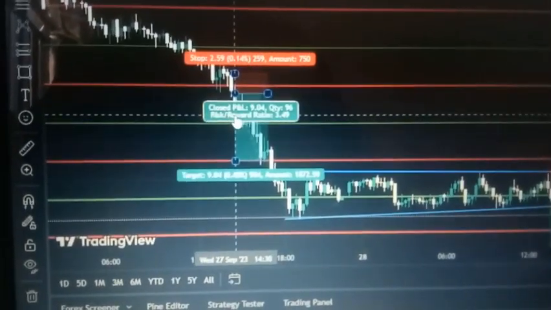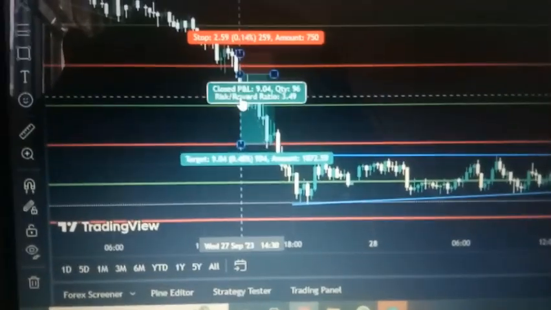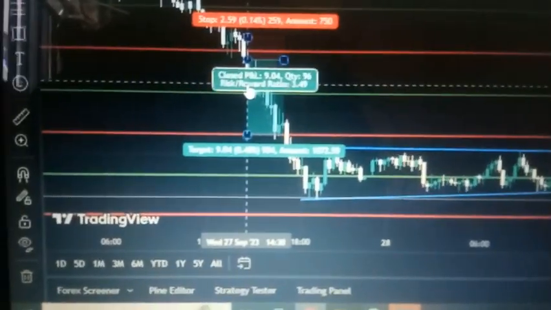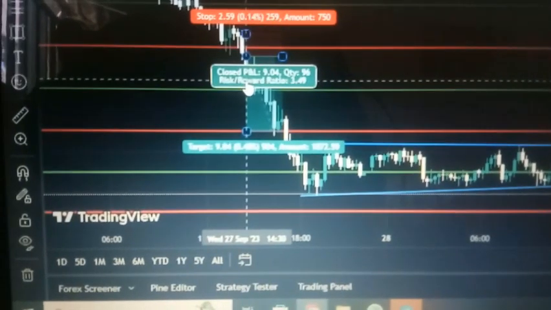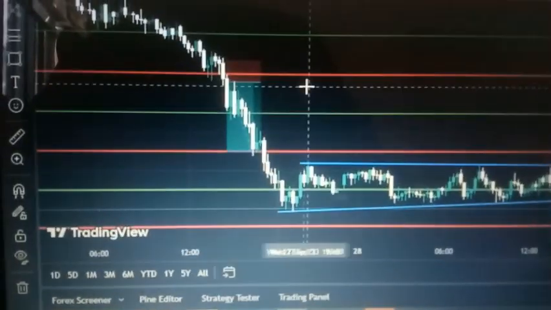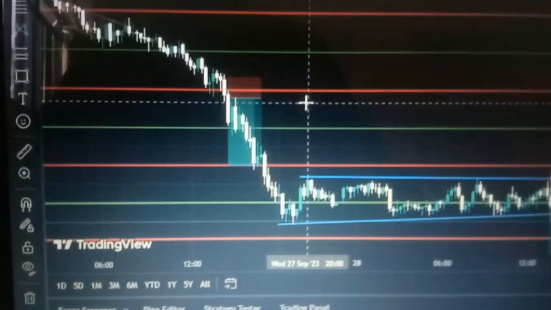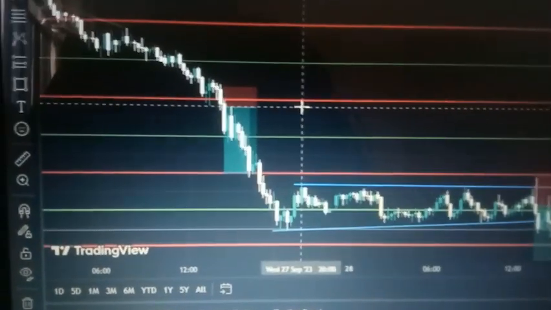As you can check the time here, it is around 2:30. See, Wednesday 27 September 2023, 14:30. That is around 2:30. So that's when I entered the market. Let me take you to Euro USD. This was the trade on Euro USD.